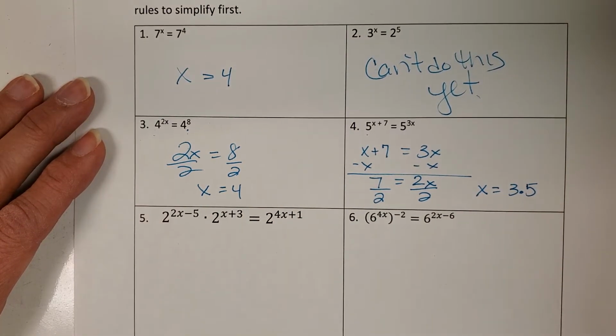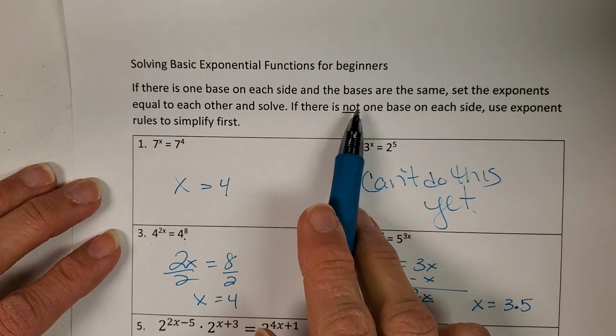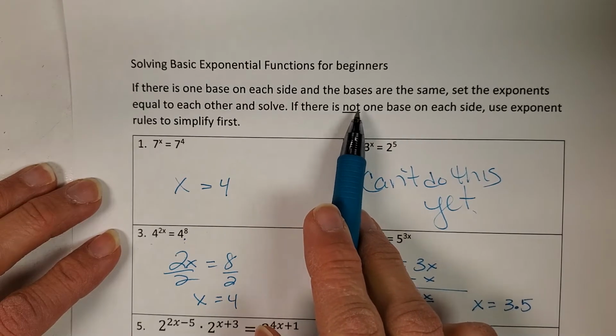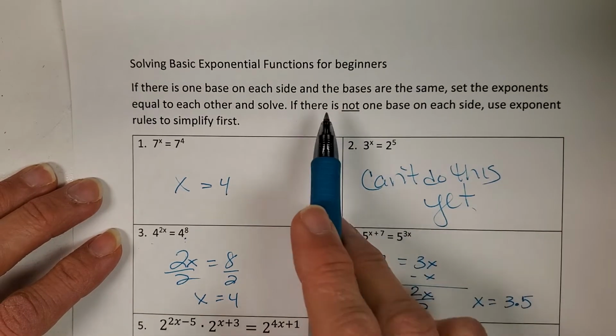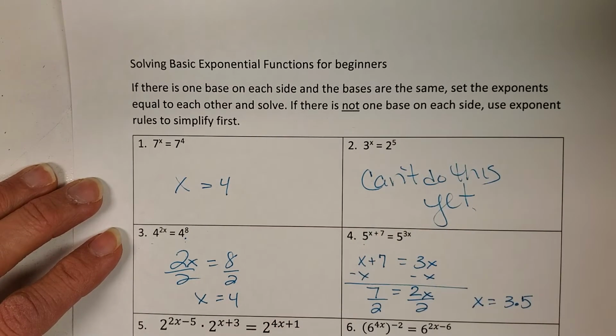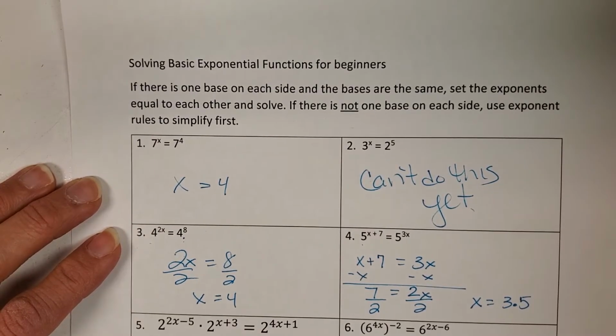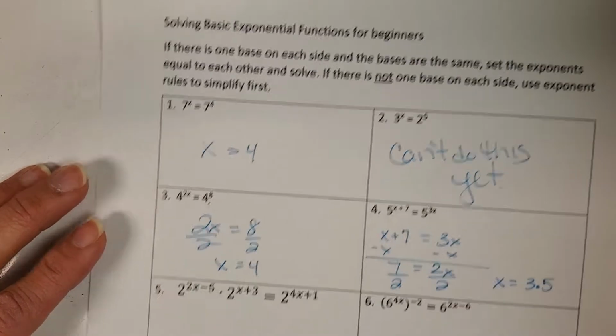All right, so now we're going to change it up a little bit. Those are the really basic, simple ones. So now what we learn up here is that if the bases are not the same, or if there is not one base on each side, so one side has more than one base, then we need to use our exponent rules to simplify so it's just one base to one power, right?